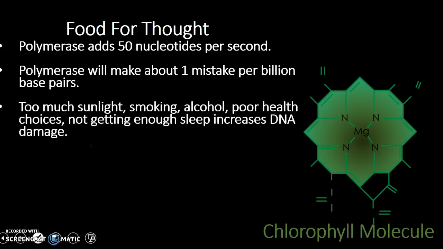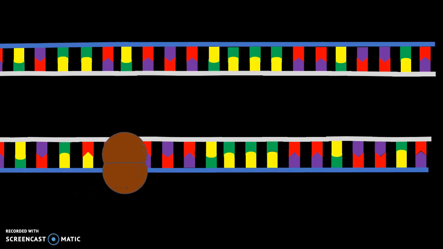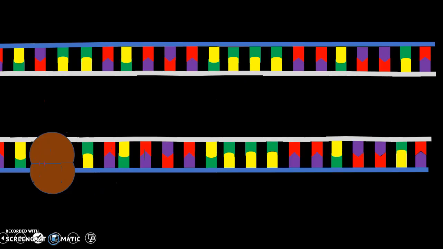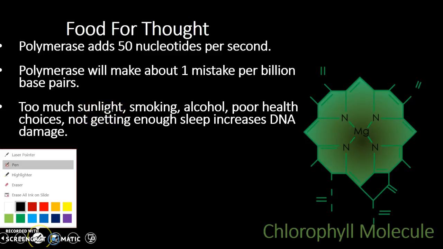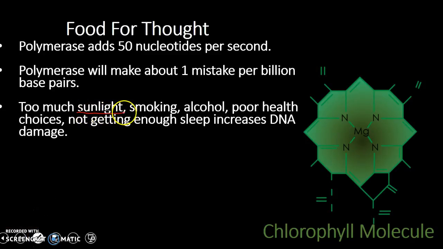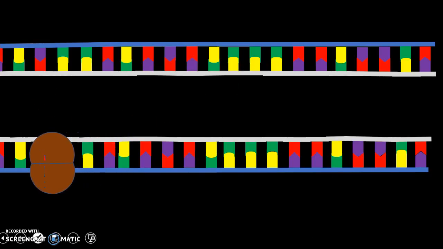So what are some things that will increase this DNA damage or these mistakes in DNA? Too much sunlight, being out in the sun for way too long, could increase DNA damage. Smoking, having alcohol, poor health choices, and also not getting enough sleep can increase the chances for getting one of these mistakes. But it's okay, because we have polymerase that can fix those errors, right?